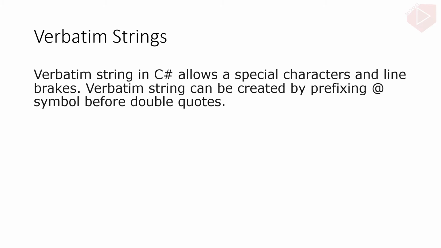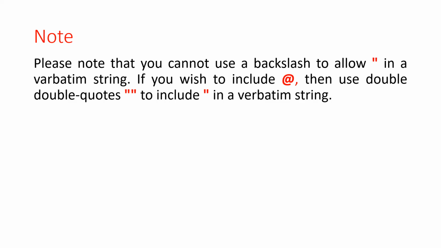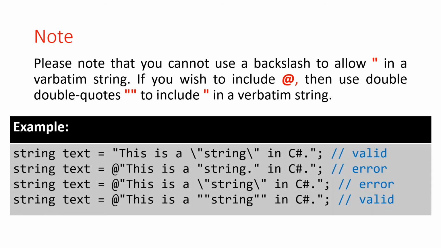Verbatim string in C# allows special characters and line breaks. A verbatim string can be created by prefixing its symbol before double quotes. Here's how we used verbatim strings. Please note that you cannot use a \ to allow a double quote in a verbatim string. If you wish to include it, then use double quotes to include it in a verbatim string.